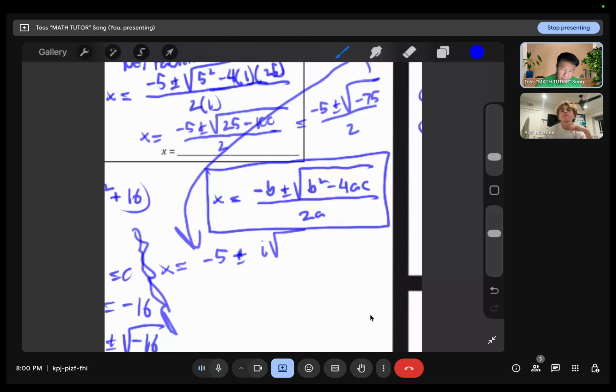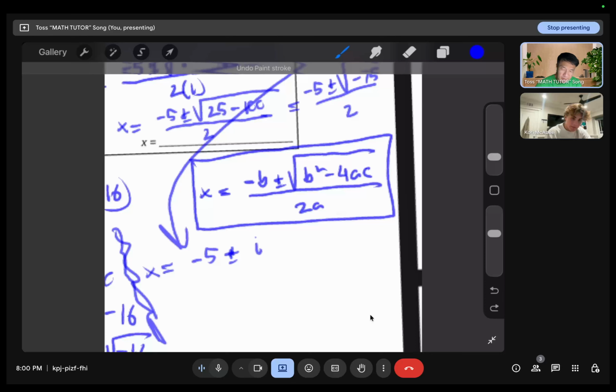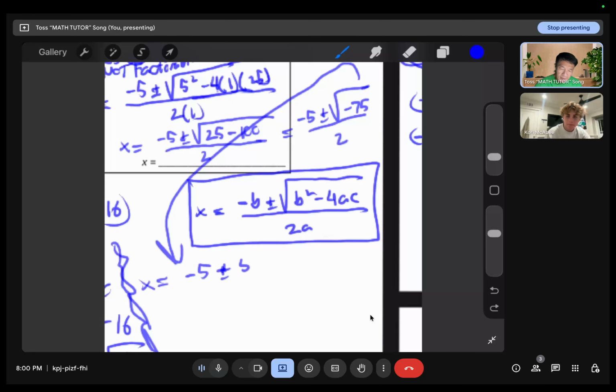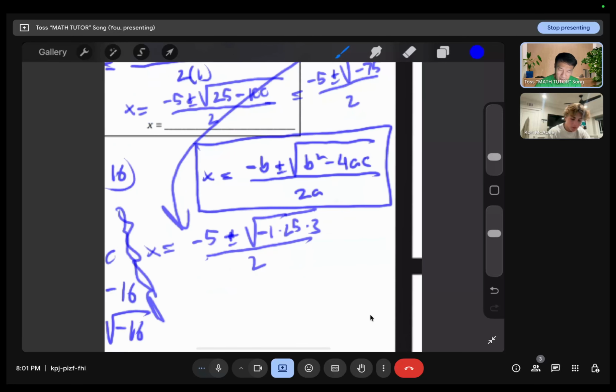But if you're not sure, I'll add one more step into it. Actually, I will write the final answer. It'll be 5i, but you got to tell me if you understand how I got it. If not, I'll do it on the side here. We have space. I'm going to write the whole thing. So if I clean this up, it will be root of -1 times 25 times 3, all over 2. One last step.